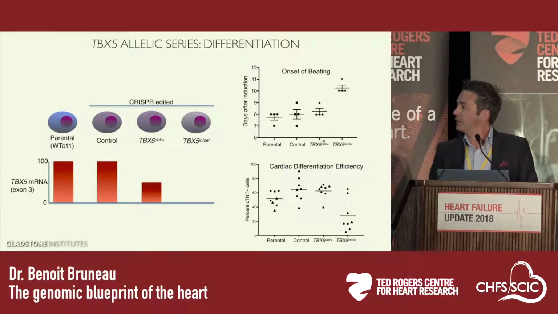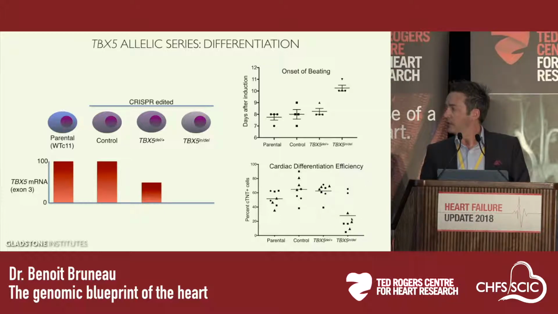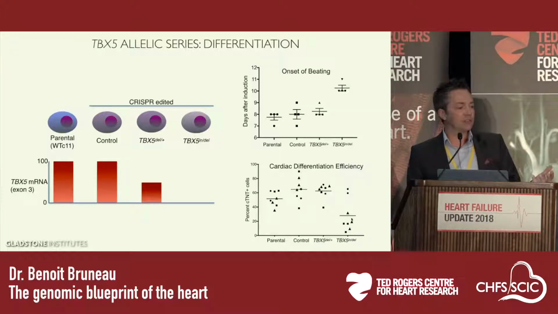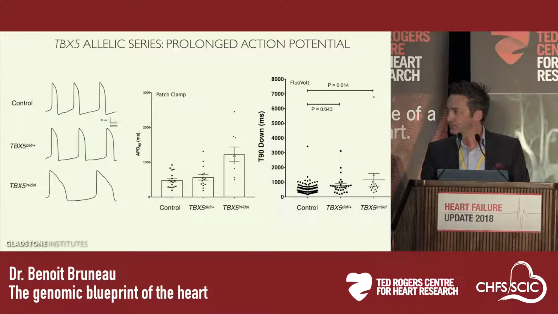The first thing that we did was to see whether these lines beat. The control lines and heterozygous lines have about the same onset of beating and the same differentiation efficiency, so that's good. The homozygous lines are delayed in their onset of beating and have less differentiation efficiency, consistent with the role for TBX5 in driving cardiac differentiation.